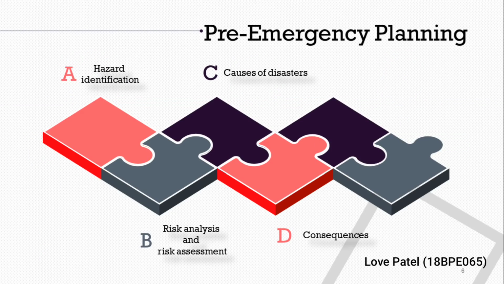Thank you, Kunj. Myself, Love Patel, roll number 18BPE065. Today I am going to cover the topic pre-emergency planning. Pre-emergency planning basically consists of 4 different steps. First would be hazard identification. There can be 3 different types of hazard: first man-made, second natural calamities, and third extraneous.